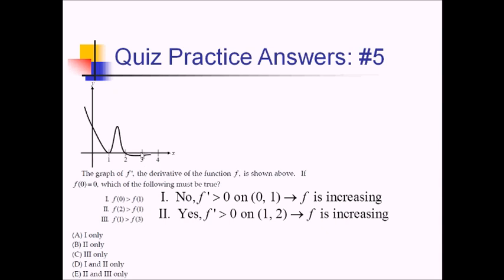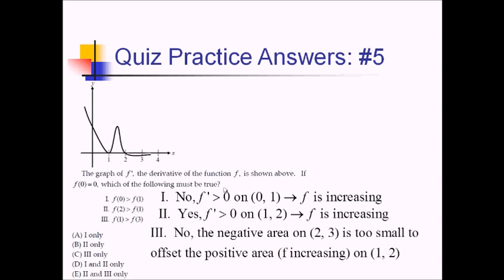But that just can't be. The negative area between 2 and 3, which would drag us down and give us even a chance of having f of 1 being larger than everything after it, this negative area is too small to offset all this positive area. So that means overall that f of 1 has to be less than whatever f of 3 is. So this is a false statement as well. So only statement 2 ended up being true, so that would give us choice B.